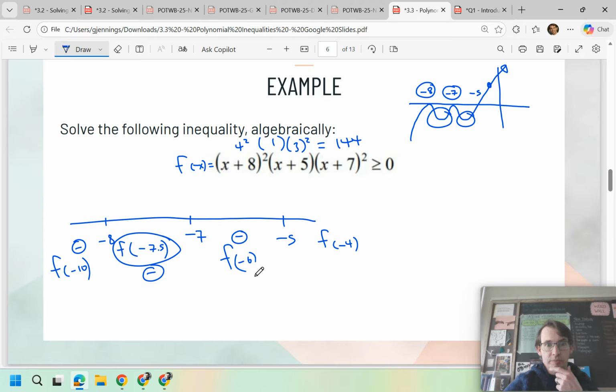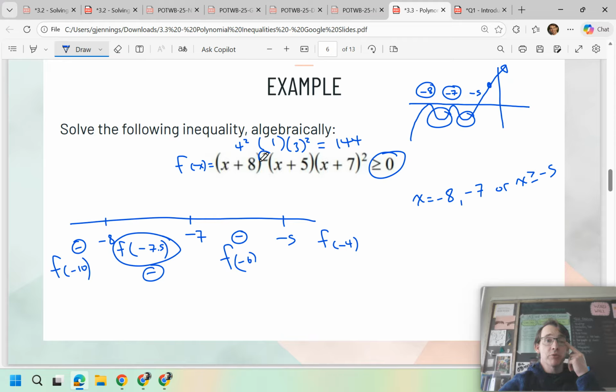Okay, so now we know this. So now we want to know when this is true. So we could have x is equal to -8, comma -7, or x is greater than or equal to -5. These are our regions where this thing is greater than or equal to 0. Questions about this one? No? Fairly straightforward? It's cool.